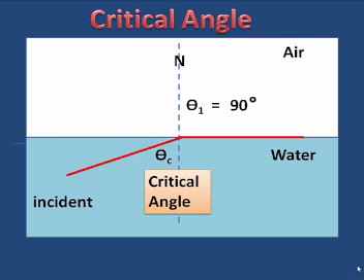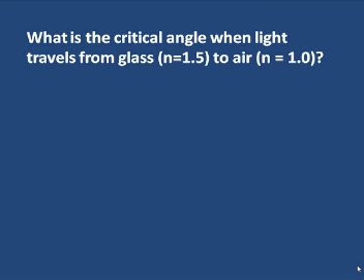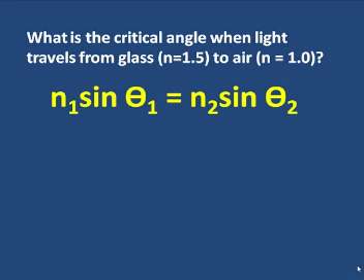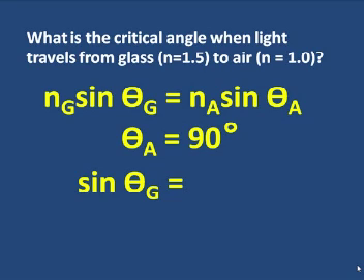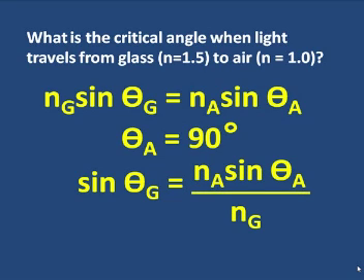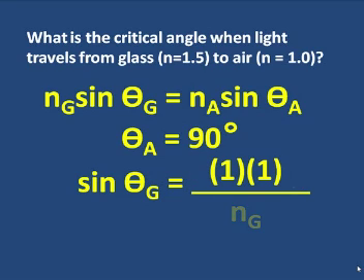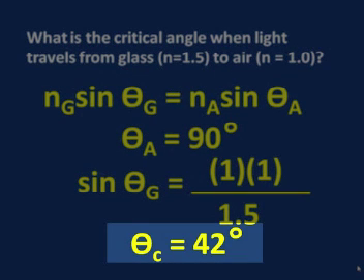So here's a very simple sample question. What is the critical angle when light travels from glass, n is 1.5, to air, 1.0? So there's Snell's law. We're going from one medium to another, so we would write down Ng sine theta g is Na sine theta a. In this case, theta a will be 90 degrees because we want the critical angle. And so we solve for sine theta g, which equals Na sine theta a divided by Ng. The index of refraction of air is 1, and sine 90 degrees is 1. So we will have 1 times 1, and Ng equals 1.5, and you solve and find the critical angle. There it is, 42 degrees.